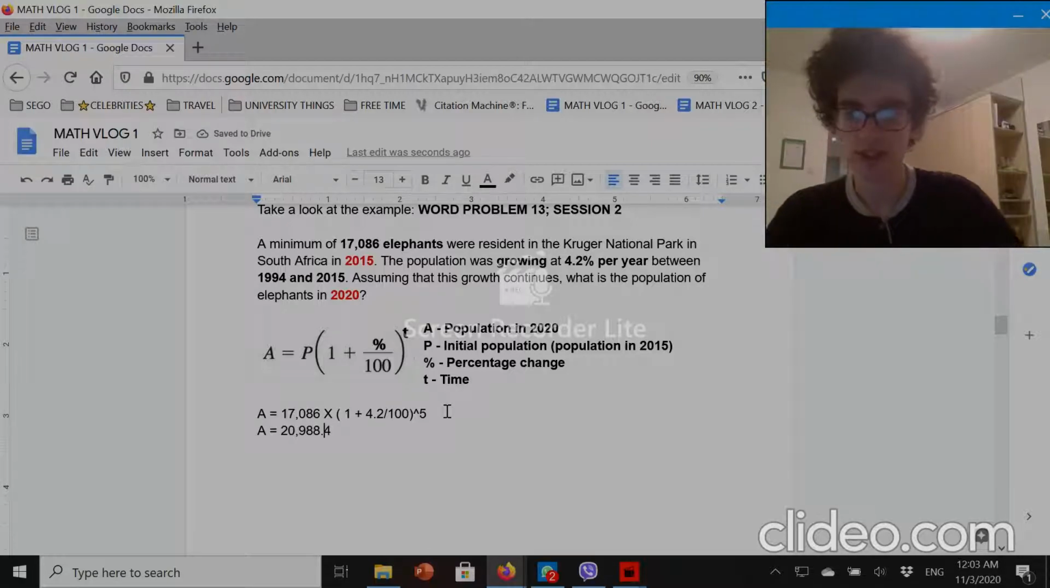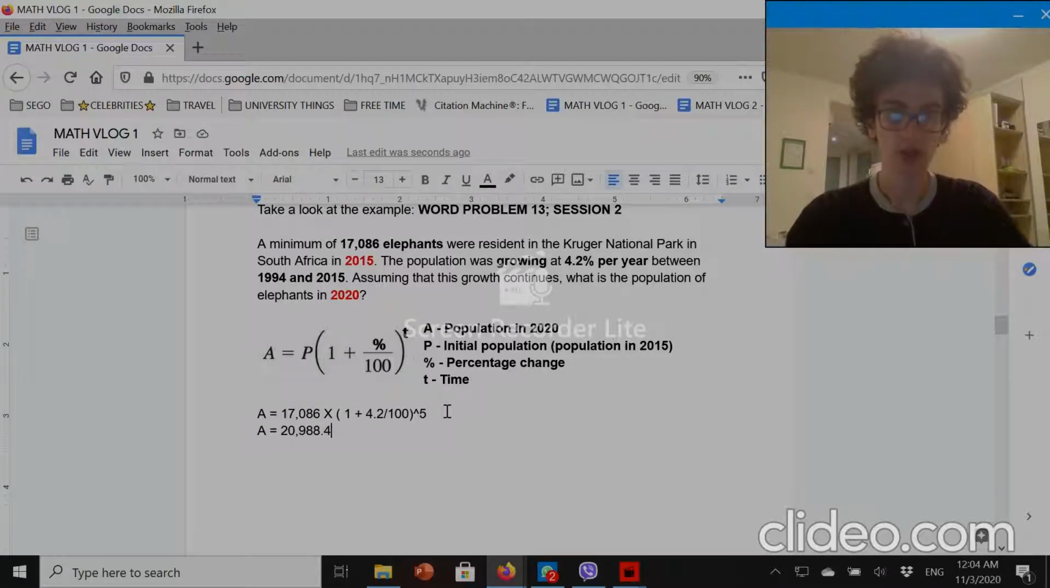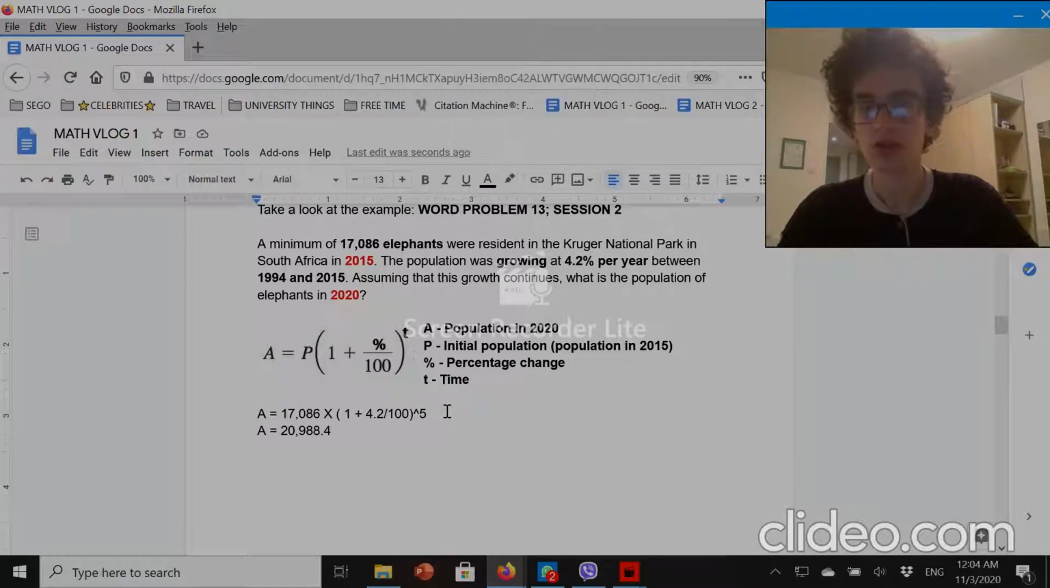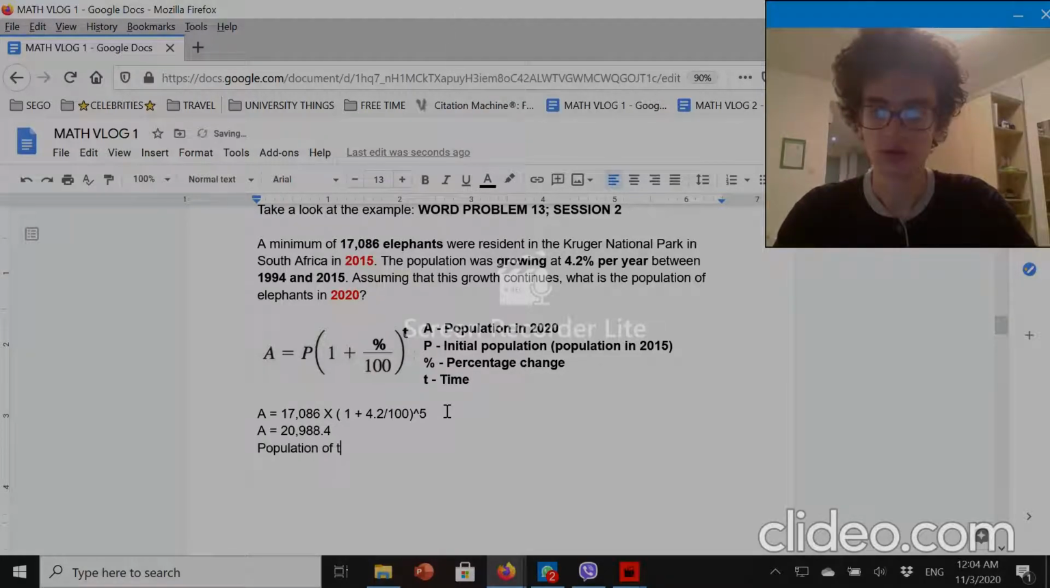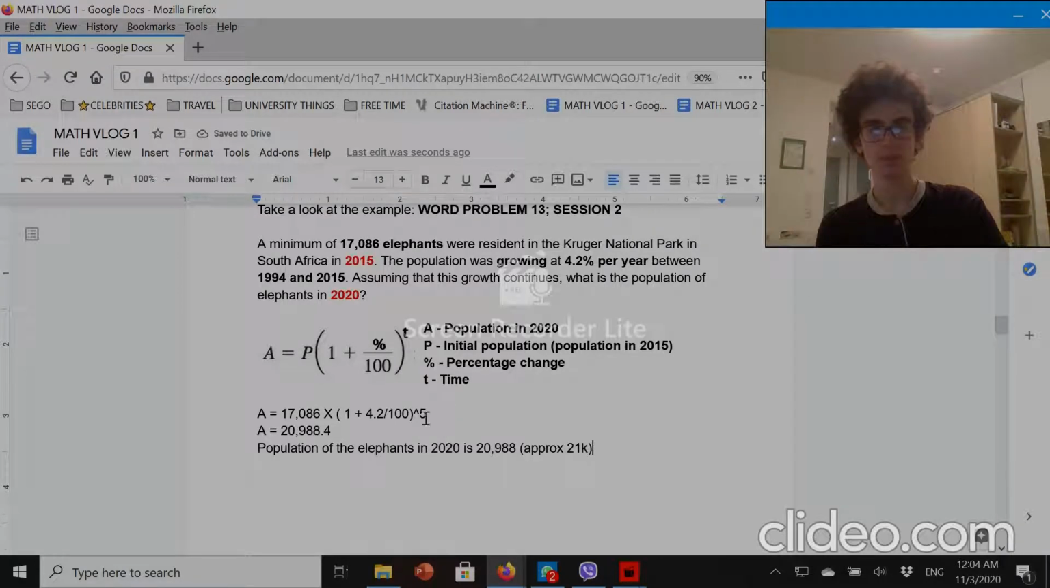So what we can say, because we cannot keep this number, so what is the population of elephants in 2020? We would say that the population of the elephants in 2020 is 20,988, or you can even write approximately 21,000. Okay, hope this makes sense.